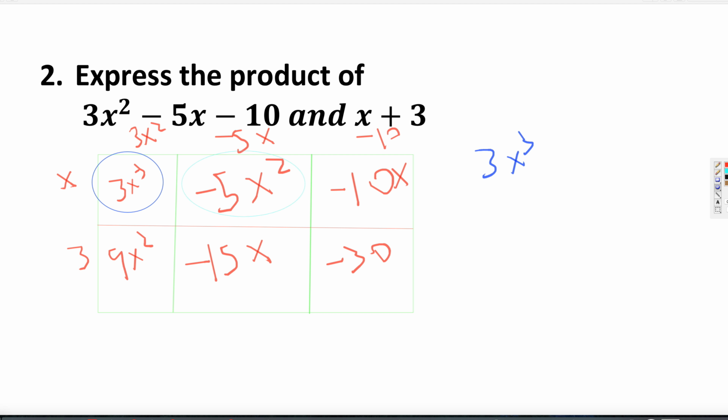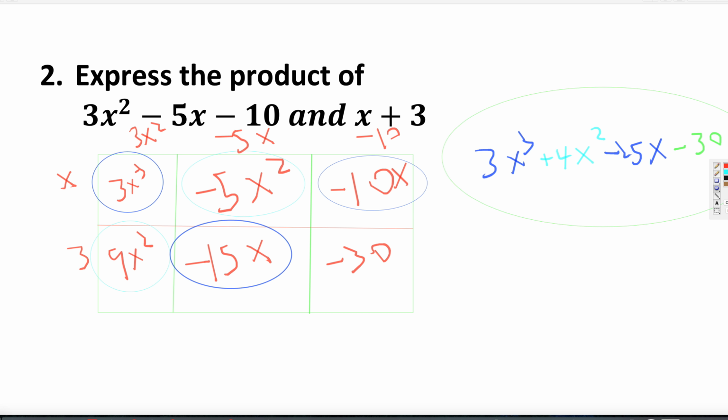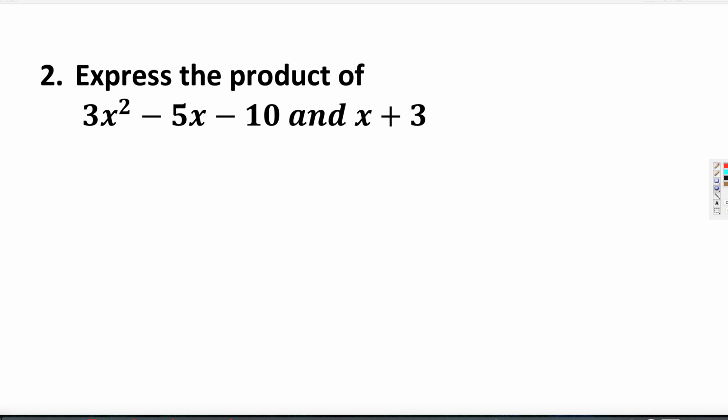The x squareds, there's 2 of them, and make sure they understand why these are like terms. So this one you'll say plus 4x squared, right? Not minus 5 and 9. And then you have the 10x and the minus 10x and the minus 5x is going to become minus 25x. And then the last one is going to be minus 30. And that will be your answer. Okay, next question.